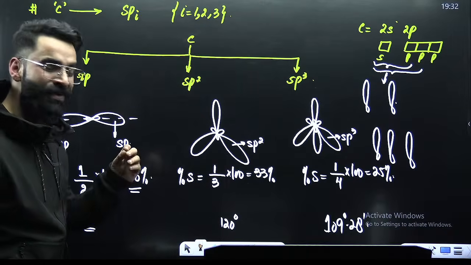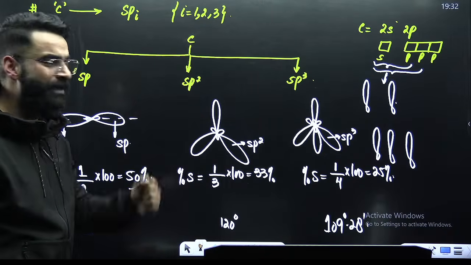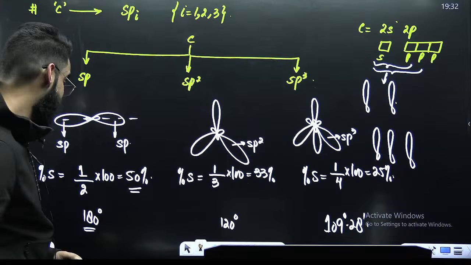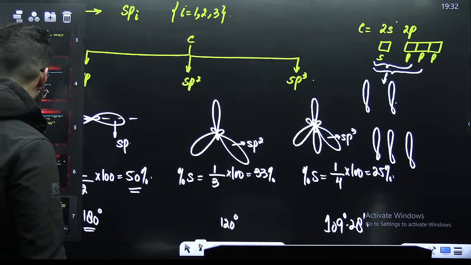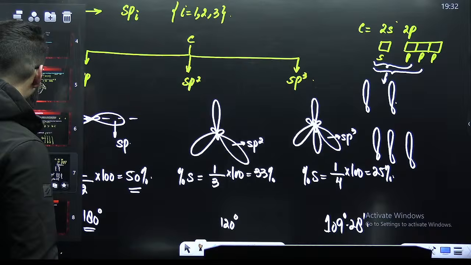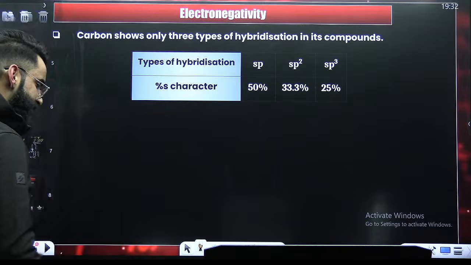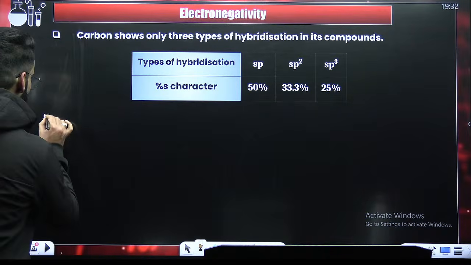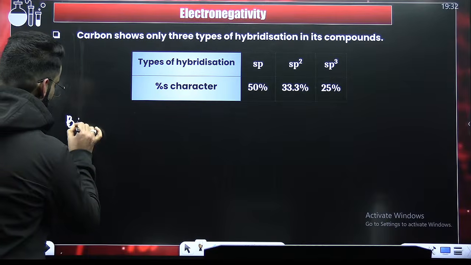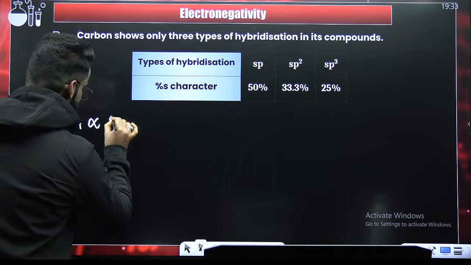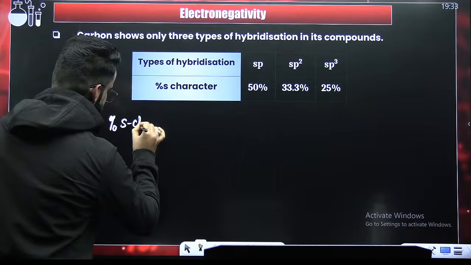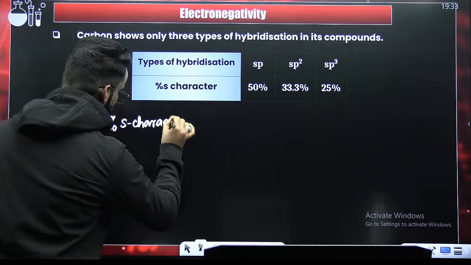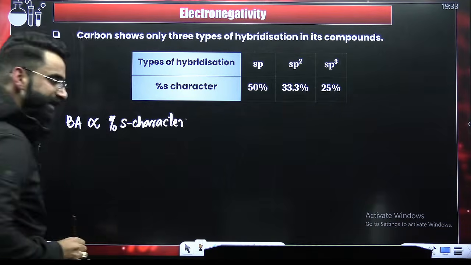So can I generate a relation between s character and bond angle? Absolutely, I can generate a relation. The relation is going to be pretty simple. What is that? I would say, my dear students, bond angle is directly proportional to percentage of s character.